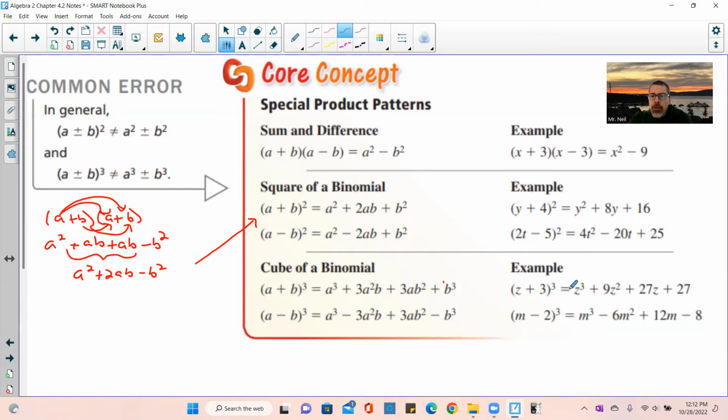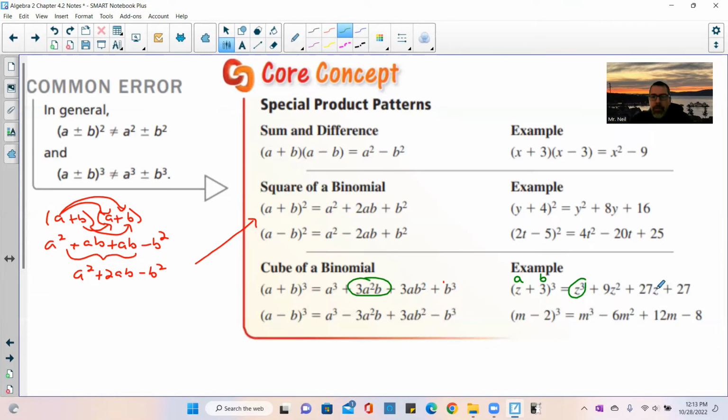z plus 3 cubed is going to equal z cubed plus this number times 3. So it's 3a squared b. Well, a squared is z squared and b is 3. So think of this as a and think of this as b. So it's going to be a cubed, z cubed, and then plus 3a squared b. Well, a squared is z squared, and b is 3, so it's z cubed plus 9z squared.